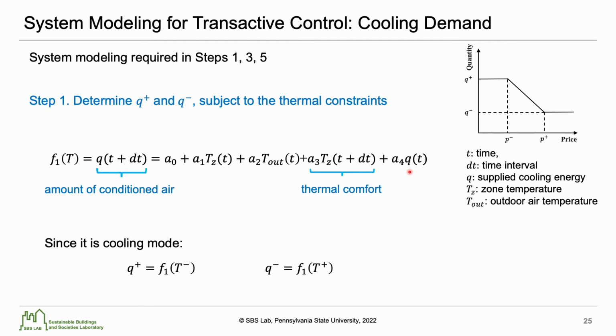Because this is a cooling scenario, we will achieve the highest amount of conditioned air if we set the lowest temperature bound. And similarly, we're going to achieve the lowest demand if we set the highest zone temperature.